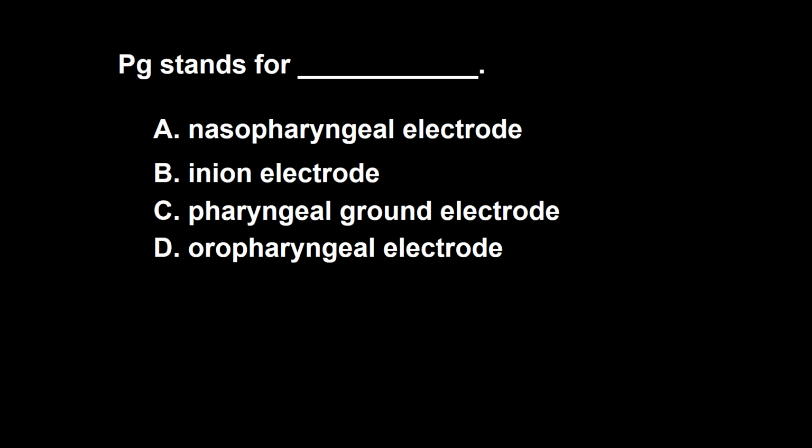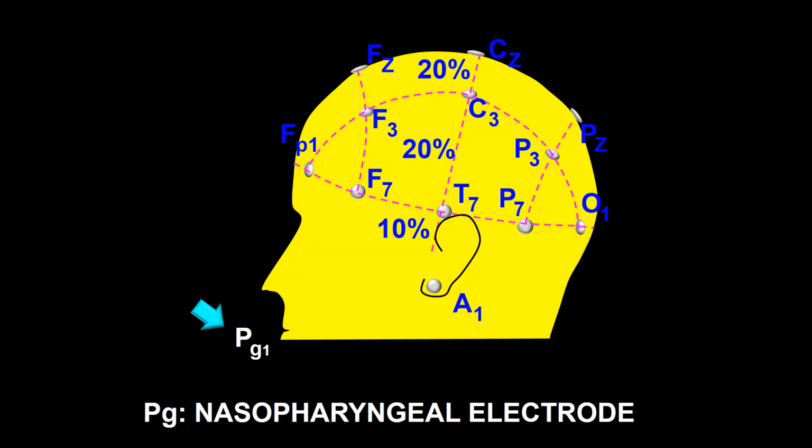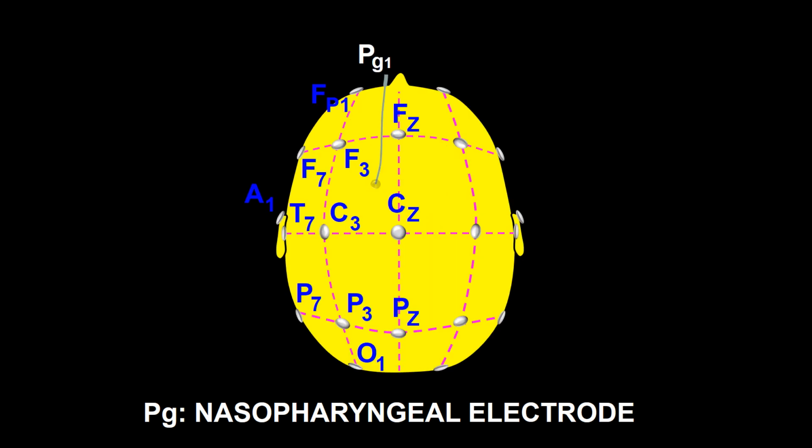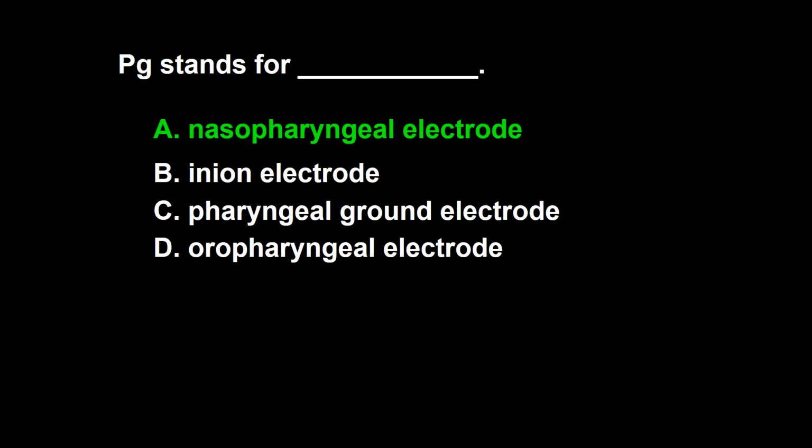PG stands for: A, nasopharyngeal electrode; B, inion electrode; C, pharyngeal ground electrode; D, oropharyngeal electrode. PG stands for nasopharyngeal electrode. The nasopharyngeal electrode is introduced through the nose and advanced to the pharyngeal region. This electrode is no longer in use. So the answer to this question is A.